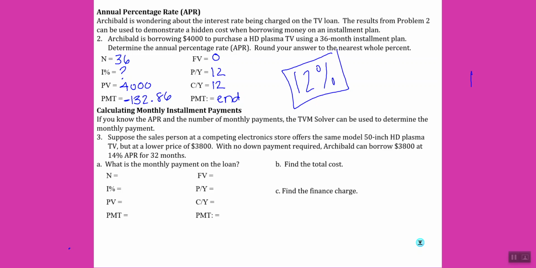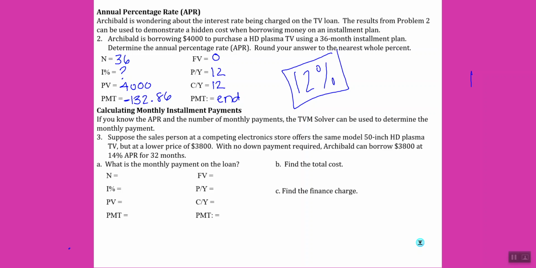If you know the APR and the number of monthly payments, the TVM solver can be used to determine the monthly payment. Suppose the salesperson at a competing electronics store offers the same model 50-inch HD plasma TV, but at a lower price of $3,800. With no payment required, Archibald can borrow the $3,800 at 14% APR for 32 months.